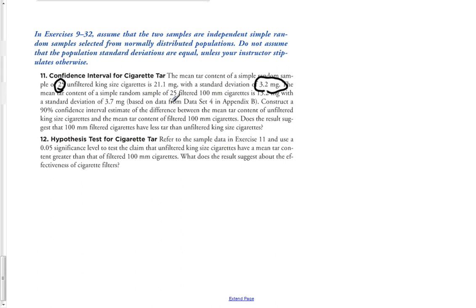We have another simple random sample of 25 filtered 100 millimeter cigarettes, and their mean tar content was 13.2, and the standard deviation was 3.7. So we have mu one, x bar 1 and x bar 2, S1 and S2. Construct a 90% confidence interval estimate for the difference between the mean tar content of unfiltered king size cigarettes and the mean tar content of filtered 100 millimeter cigarettes. Does the result suggest that the 100 millimeter filtered cigarettes have less tar than unfiltered king size cigarettes?